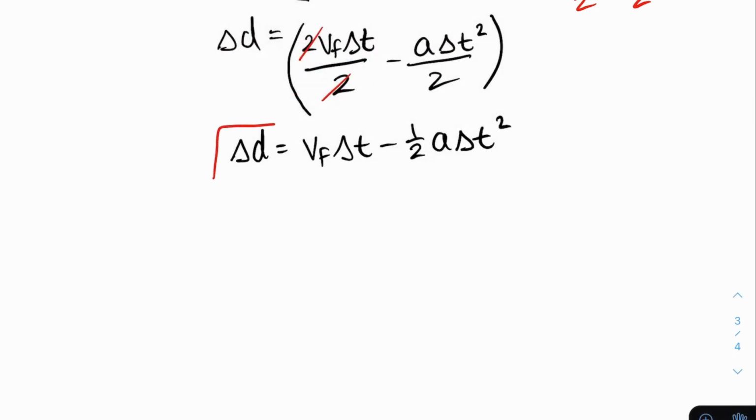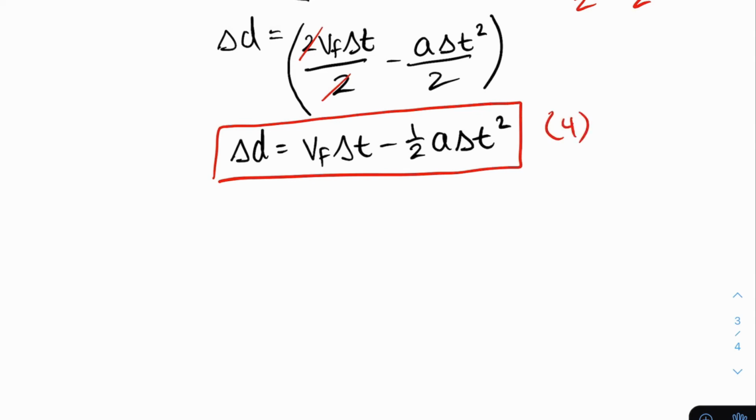So this is equation number 4. Again, not the most beautiful equation, not so memorable. But let's do something similar to what we did earlier, and let's bring in an equation that comes out of nowhere, which is our definition of displacement. So recall, delta D is the change in position, so D final minus D initial.